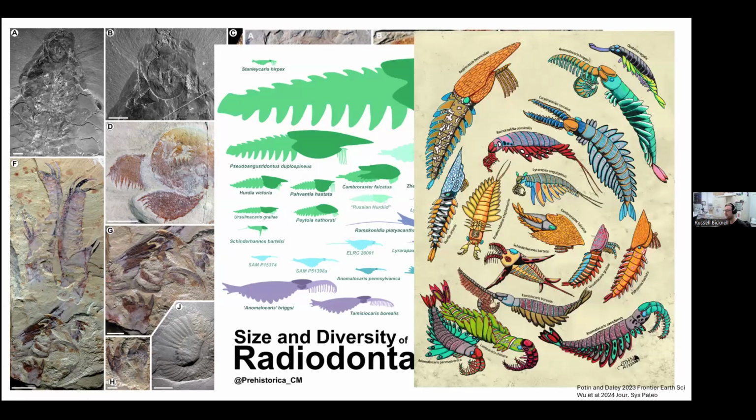And because of this, it has spawned a lot of interest in paleo arts. We have really nice, funky reconstructions of how these animals may have looked. So that's basically an example of a possible common ancestor for all modern arthropods.